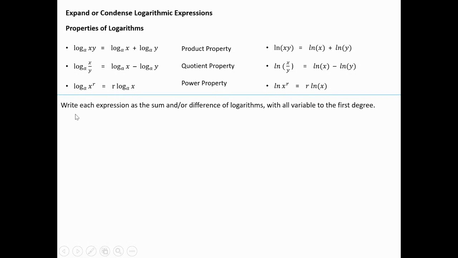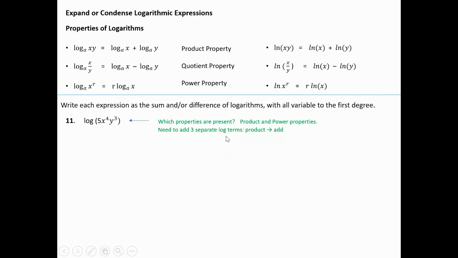So let's here write each expression as sum and or difference of logarithms with the variables to the first degree. So these are some students. So which properties are present? If you notice, here we have log of 5x to the fourth power, y cubed. So this is in a single log. So we have to write it in expanded form. So we know that the product rule is there, because this is a product, and also the power rule because we have the exponent.